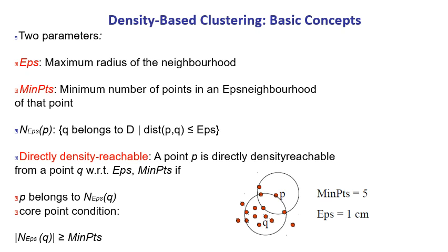Based on the EPS, which is the maximum radius in the neighborhood, and the min points, which is the minimum number of points in the EPS neighborhood of that particular point. P and Q are two points. Unsupervised learning means no predefined classes are available for this learning by observations, whereas supervised learning is learning by examples. In supervised learning, we know exactly what input has to be given and what will be the output for this particular input. When such things are known to us, we call it supervised learning. If not known, we call it unsupervised learning.